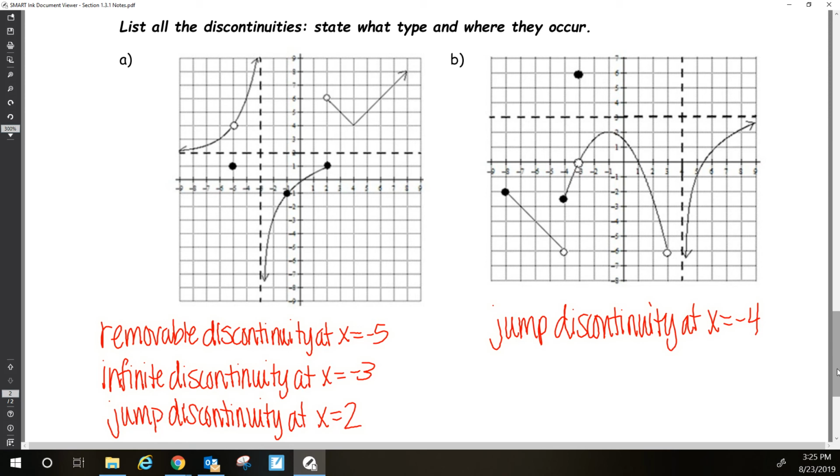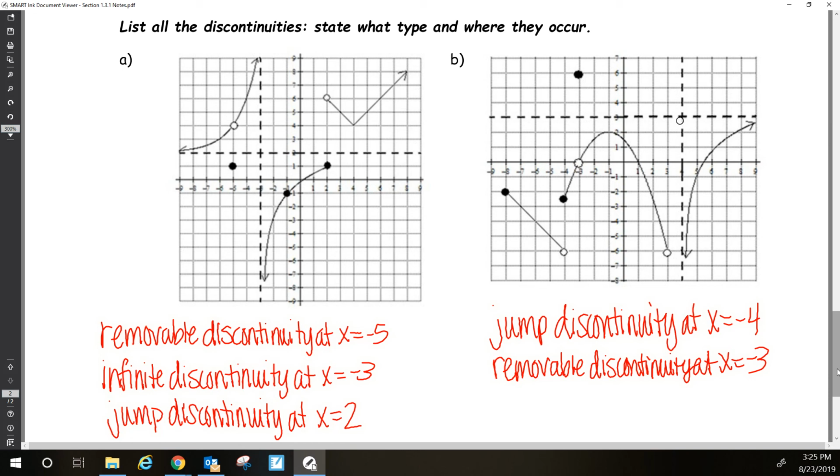At negative 3, I've got a removable. It's okay. Sometimes you'll see that it's defined elsewhere. That's okay. It's still a removable discontinuity. Sometimes this won't be defined at all, and you just have a plain old hole. Either way, it's called a removable discontinuity. And that is at x equals negative 3.